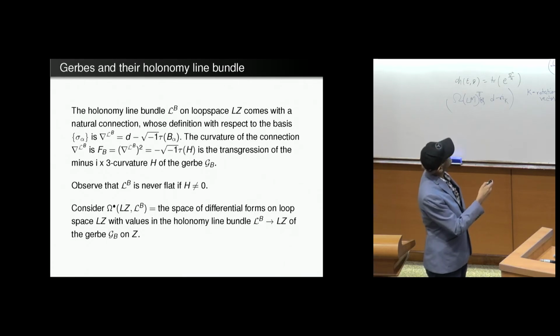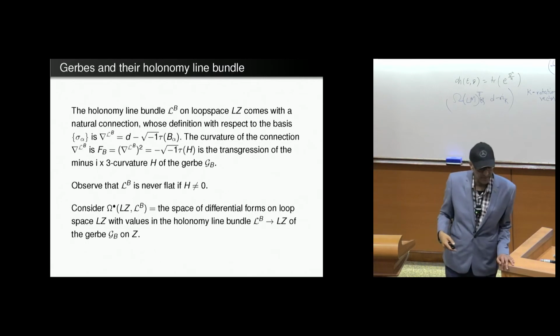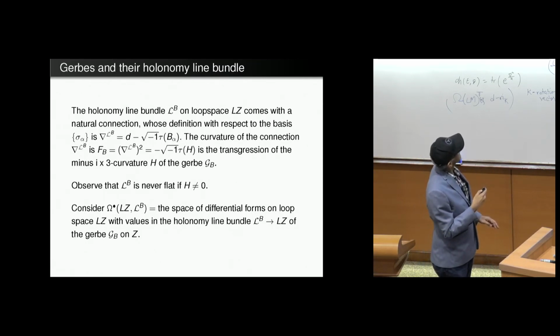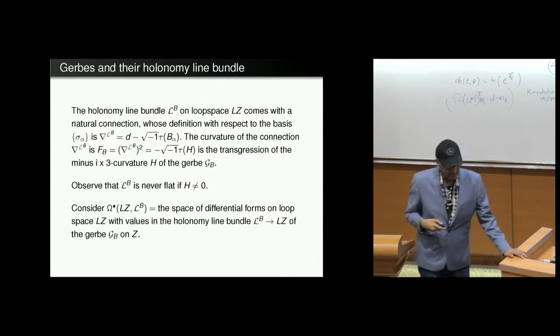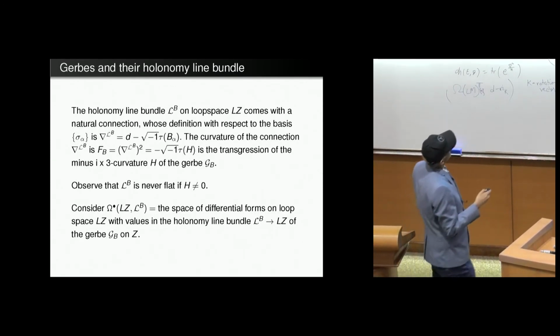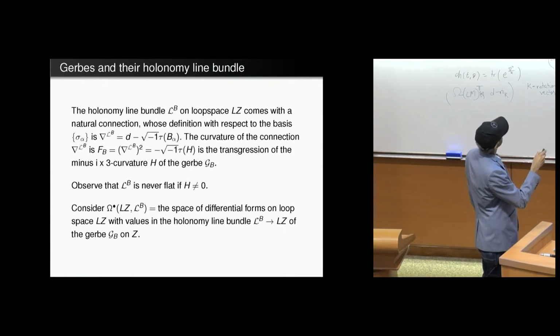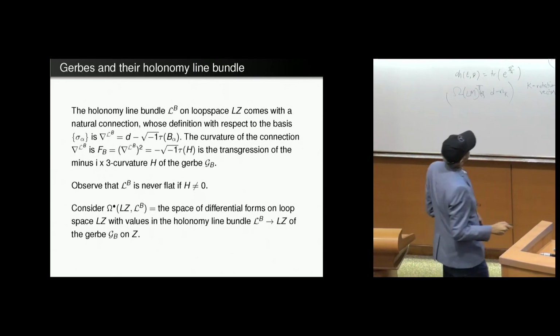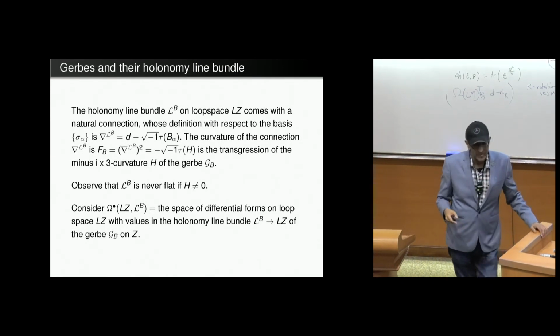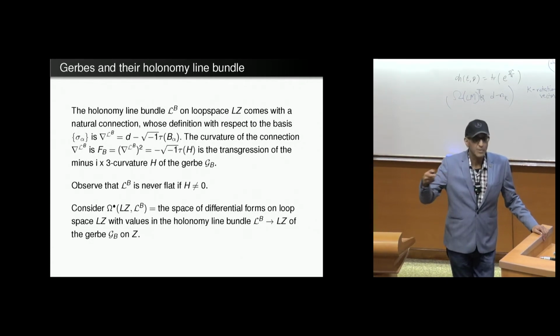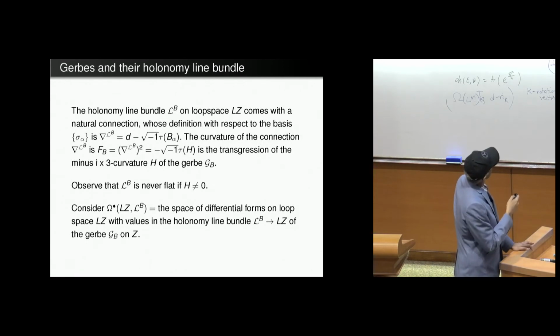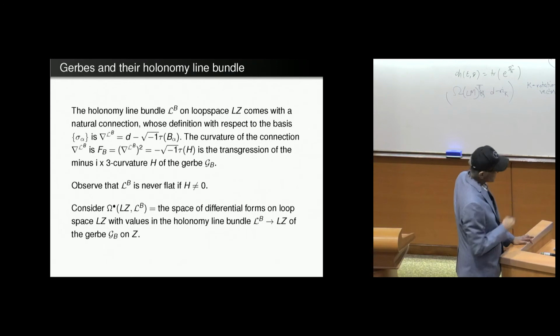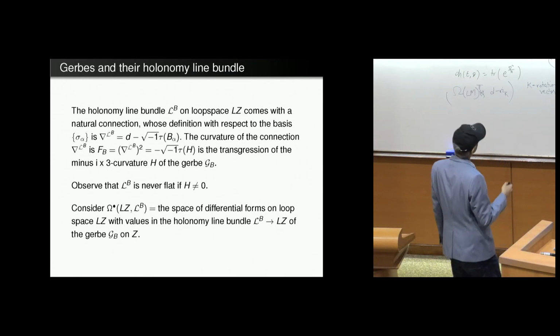So we have this line bundle on loop space, which is associated with the gerb with connection. But this line bundle actually comes also with a connection. The connection is nabla of L, which is d minus square root of minus 1 times the transgression of B alpha. B alpha, remember, was the local 2-forms. This is a connection form, and the curvature is minus square root of minus 1 times the transgression of H. So it all fits in very neatly. From a gerb with connection, you get a holonomy line bundle with connection. Also this line bundle is never flat if H is not 0, at least cohomologically.